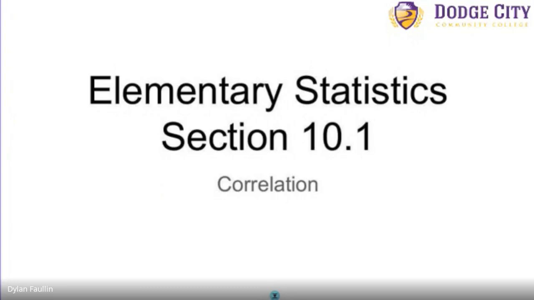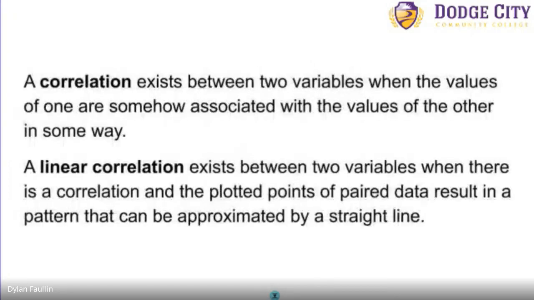10.1. Chapter 10 is on linear correlations. In 10.1, we're going to talk about how to determine if two variables are related linearly. Then in 10.2, we're going to talk about how to determine the nature of that linear relationship. These sections are very closely related. They both use the same function on the TI-84, which is really the primary way we're going to do these problems. So 10.1 is on correlation.